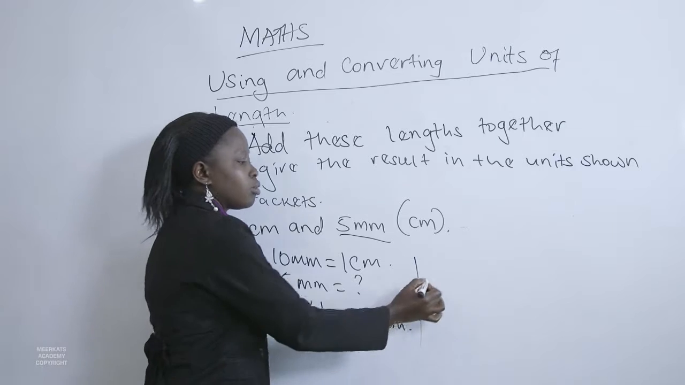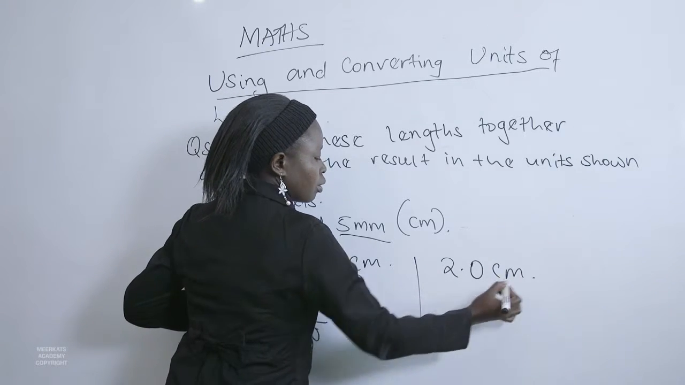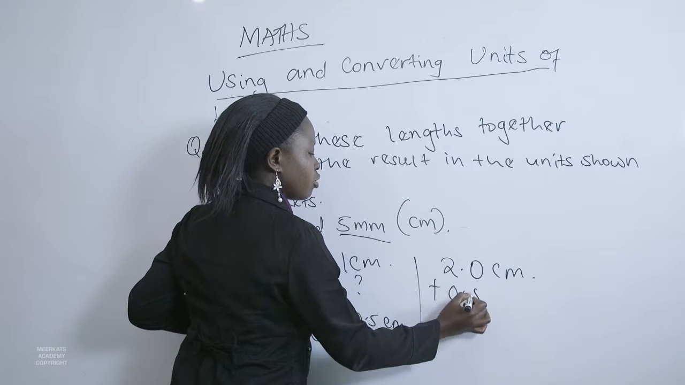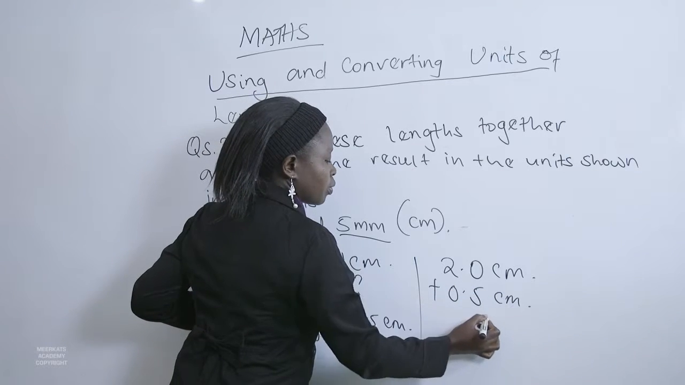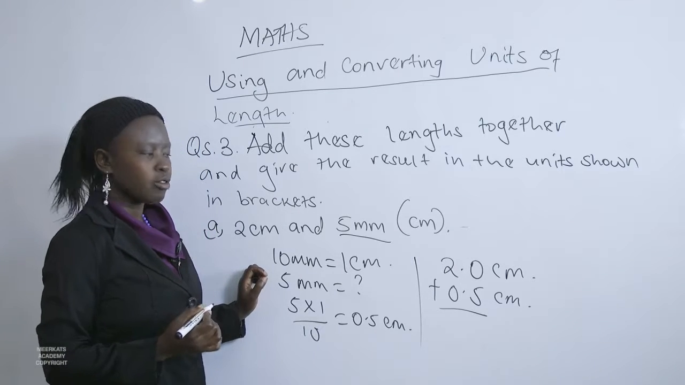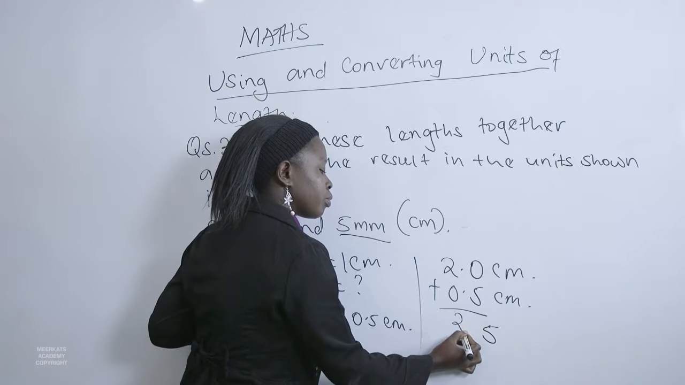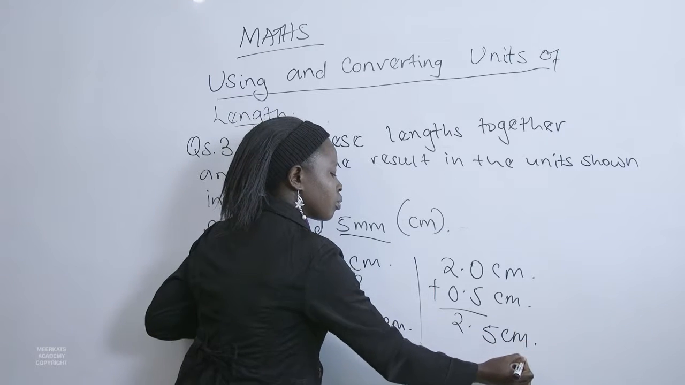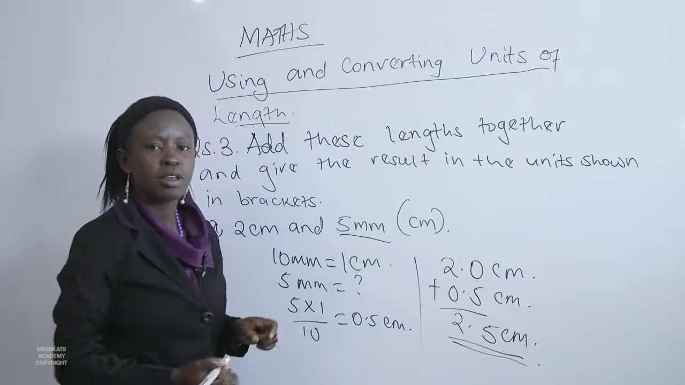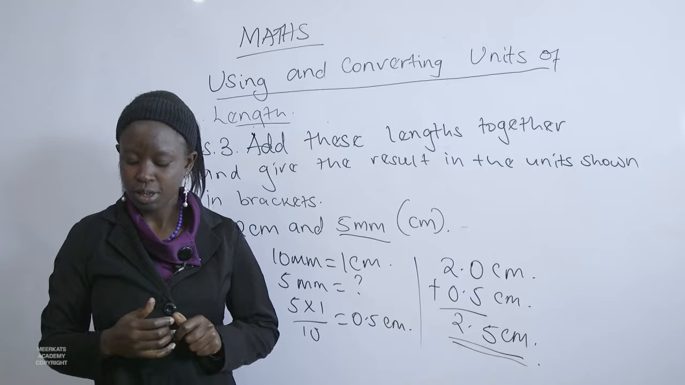So we have 2 centimeters plus 0.5 centimeters. What does it give us? So we get 2.5 centimeters.